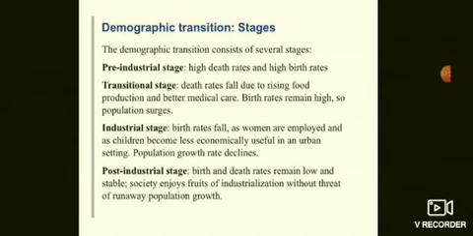There are different stages. First is the pre-industrial stage, which I explained earlier, that is high death rate and high birth rate. Second is the transition stage. Death rates fall due to rising food production and better medical care. Birth rates remain high, so population surges. Now the third is the industrial stage. Birth rates fall as women are employed, and as children become less economically useful in an urban setting. Population growth rate declines. And the last is the post-industrial stage. Birth and death rates remain low and stable. Society enjoys the fruits of industrialization without the threat of runaway population.